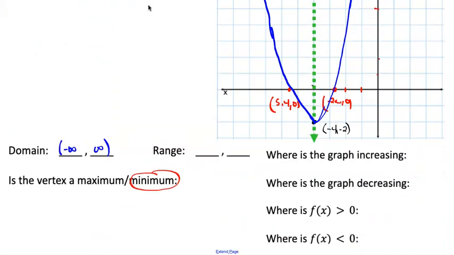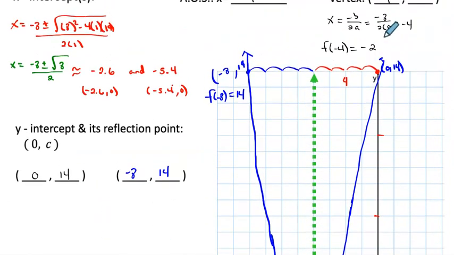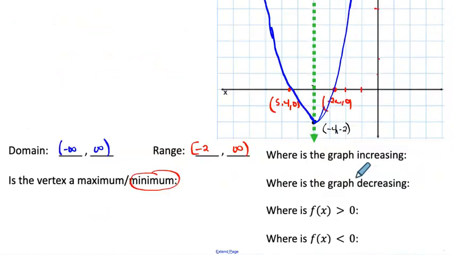My range: after plugging in any values of x, my smallest y value is going to be negative 2, which is the bottom of my vertex here. So the lowest it will be is negative 2, and then the highest will go way up to infinity. Okay, then we've got the other piece here.